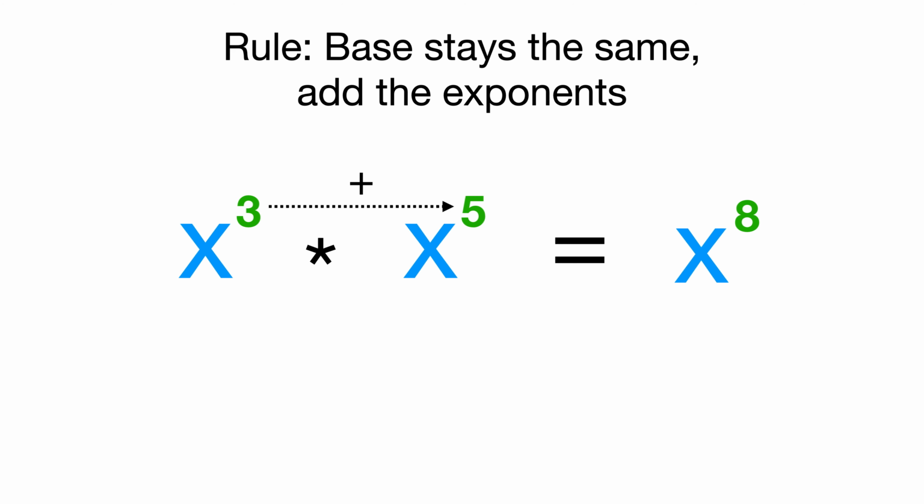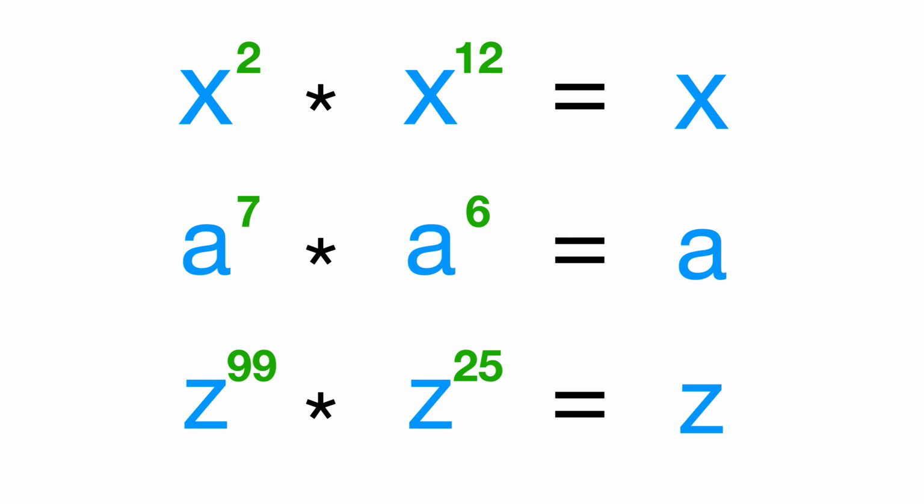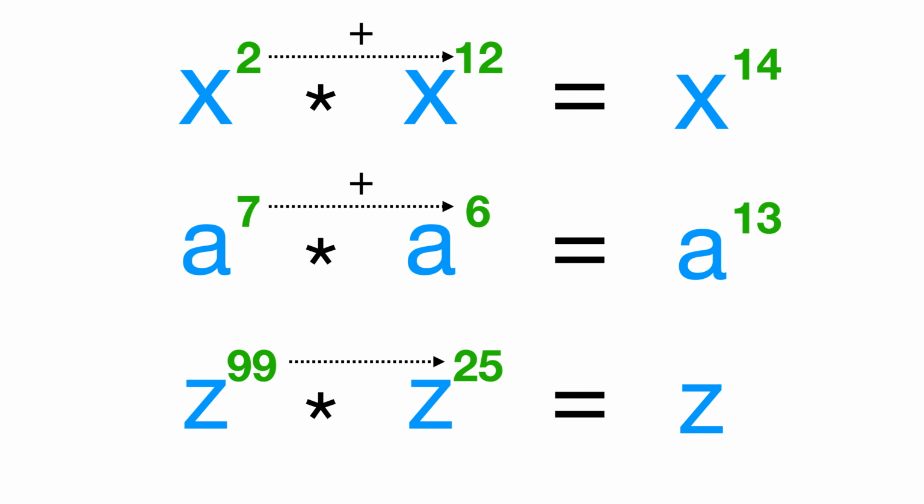Let's take a look at some other examples here. So we have x squared times x to the 12th, and we're just going to do this exact same thing. So base stays the same. 2 plus 12 is going to give us x to the 14th. The second one, we have a to the 7th times a to the 6th, so we just go 7 plus 6, so we're going to have a to the 13th. Last one, we got z to the 99th times z to the 25th, so we're just going to go 99 plus 25, and our answer is going to be z to the 124th power. Again, it doesn't matter how big or small the exponents, same rule.